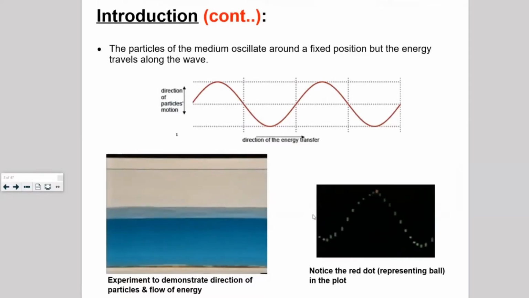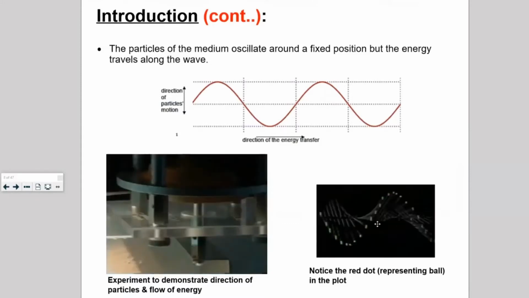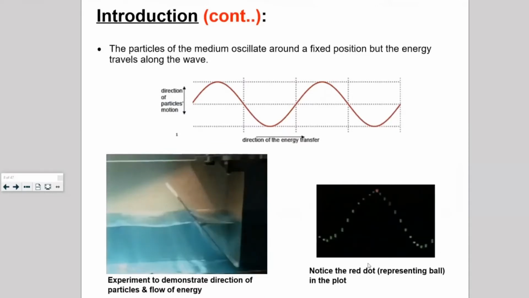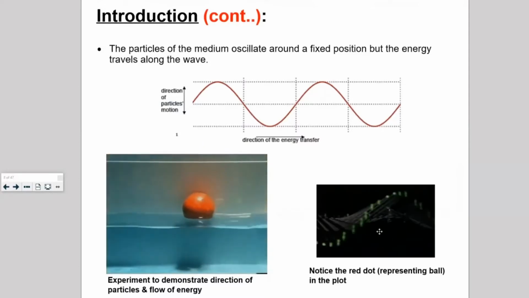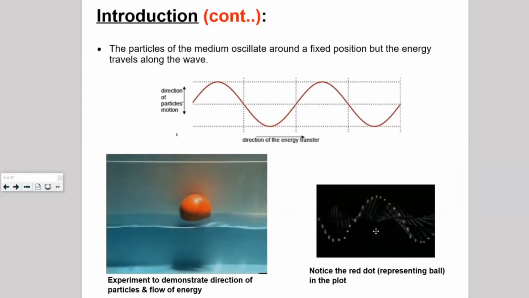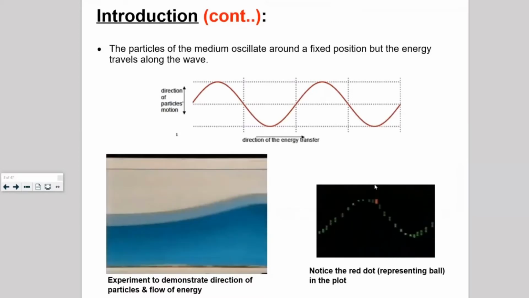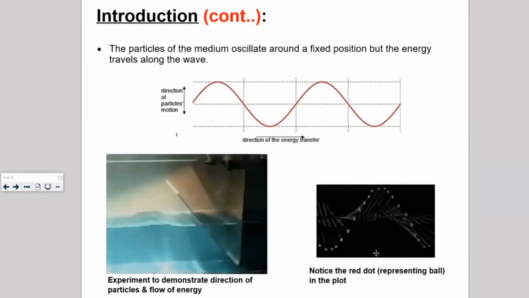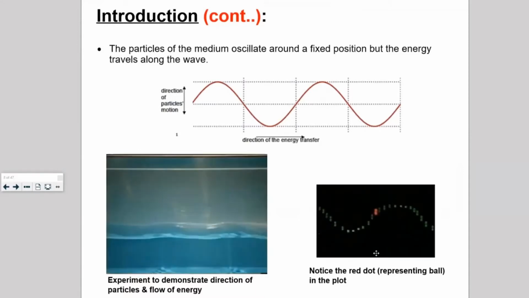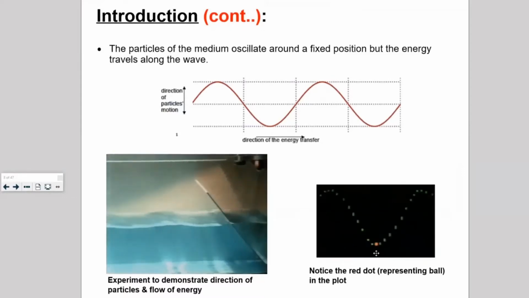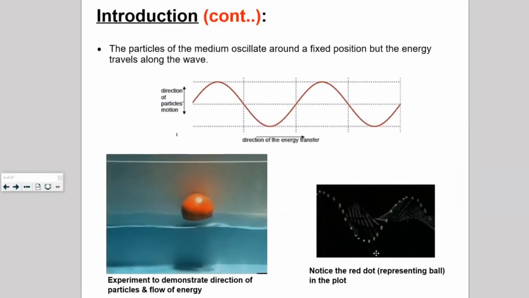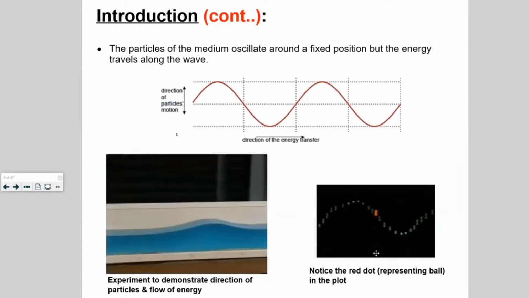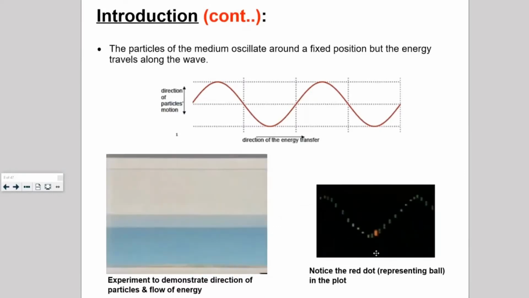To illustrate that, we have plotted the wave along with the ball in the form of a graph on the right hand side of your screen. As you can see, this red dot is moving along a fixed position, whereas the wave is propagating. So although the energy propagates, the particle of the medium moves around a fixed position. It will simply move up and down, but it will not flow along with the energy. It is the energy which is flowing in the wave. Does it make sense?